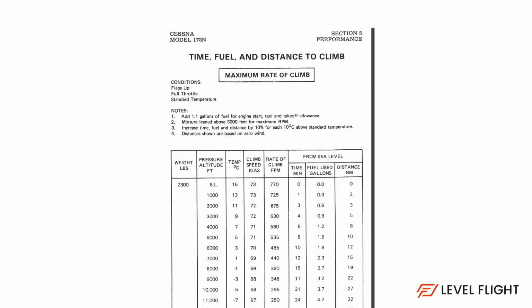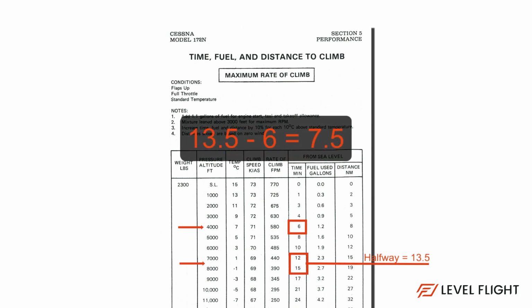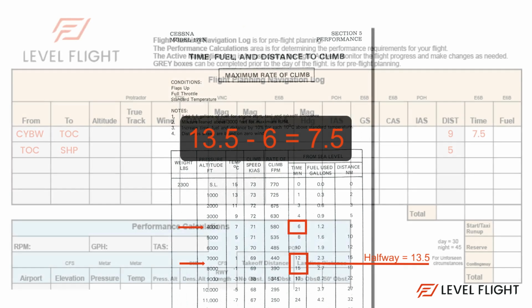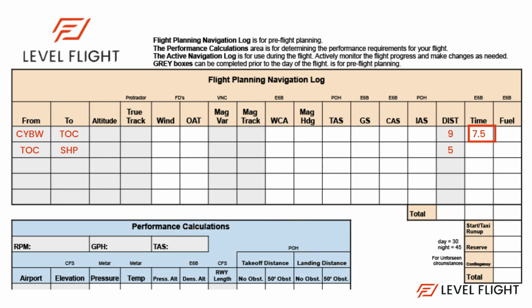Since we are already using this chart, we can also find the time and fuel for the climb leg. Using the same philosophy as above, we find our time to climb by subtracting 6 from 13.5 to find 7.5 minutes. Record this on the nav log.